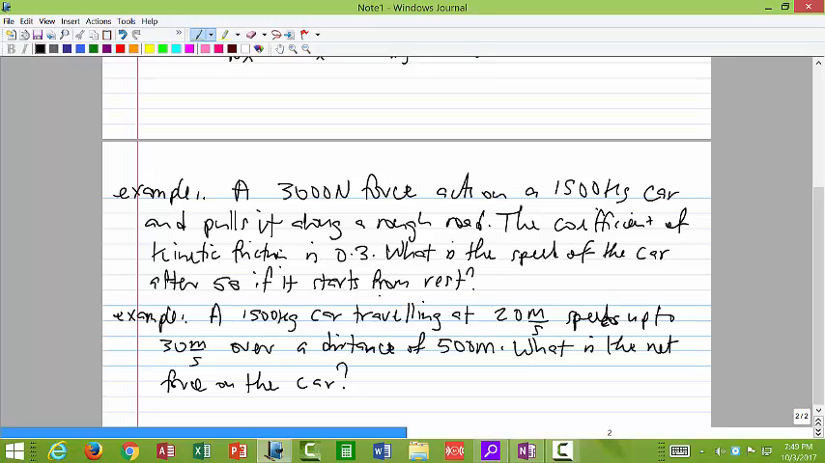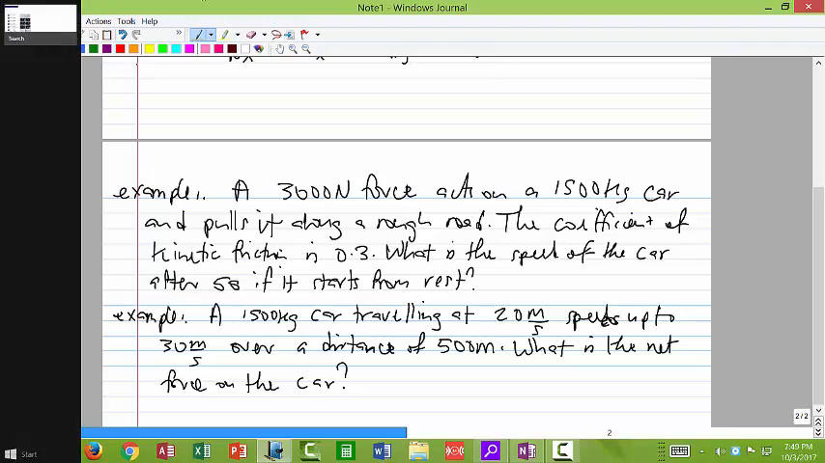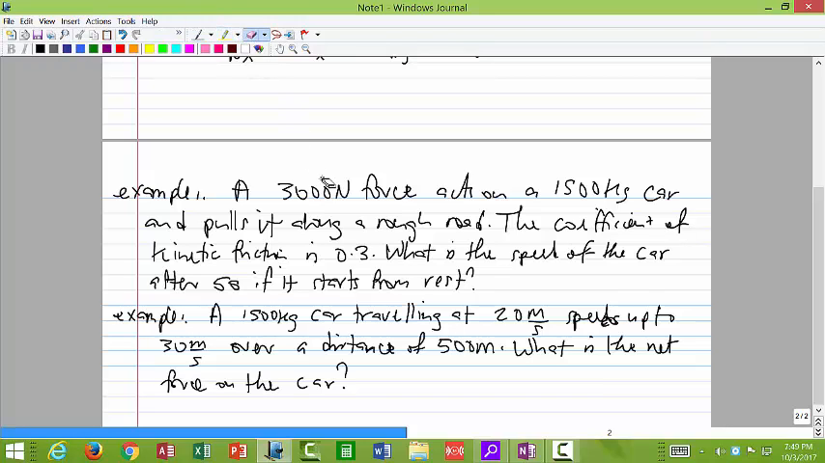Is something missing? Did I leave something out? Yes, it starts from rest and speeds up. So what is the speed after 5 seconds? It seems like the frictional force exceeds the applied force, so it's not enough. Sorry, let me add some more force to it. Let's do 10,000 newtons. Would that work? Yeah, let's do 10,000. I'm just making it up.